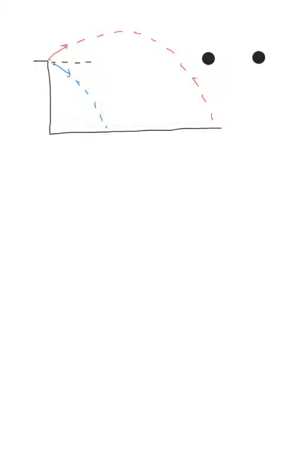Two identical objects start at the same height above level ground, and simultaneously, object A is launched at an angle of 30 degrees above the horizontal, and object B is launched 30 degrees below the horizontal. So just so you can get a feel for what this looks like, I've sketched the two paths. Object A goes along this red path, and object B goes along this blue path.